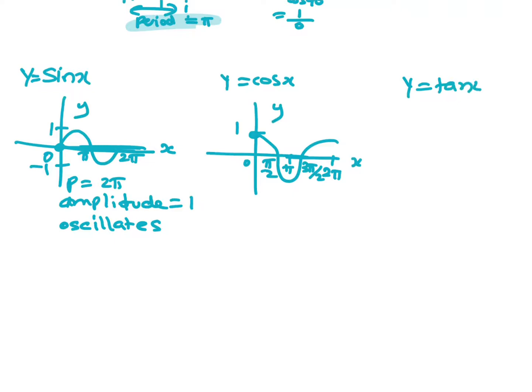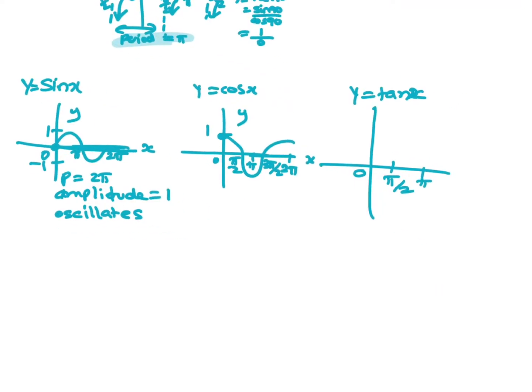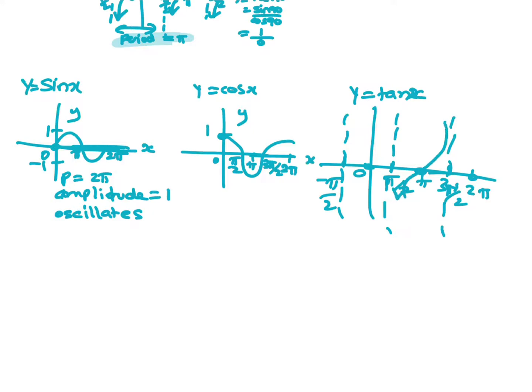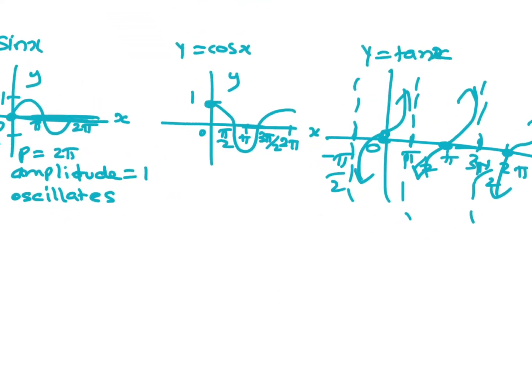y equals tan x, you get pi on 2, pi, 3 pi on 2, and 2 pi. So at 90, and that's minus pi on 2, and at 270, if we put the dotted line, that's where its asymptotes are. At 0, 180, and 360, that's where it's 0. And it just goes like this. Okay, and that's your 3 basic curves.